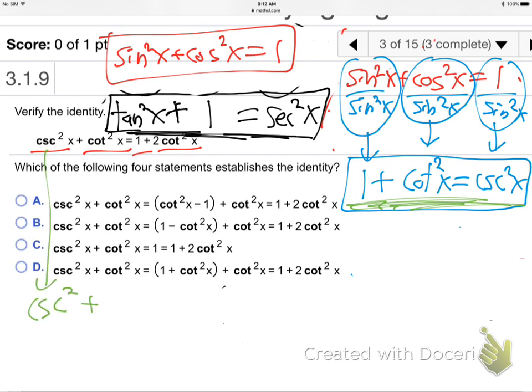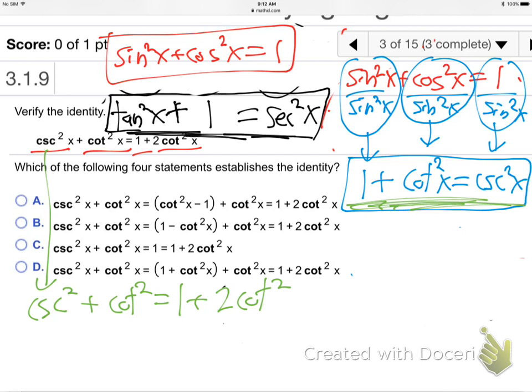Cosecant squared plus, I'm just going to cut out the x, I'm just trying to save room. So there's what I'm trying to prove. That's what they're saying is true. These are identical. This is an identity. Cosecant squared plus cotan squared is 1 plus 2 cotan squared. Why would that be? Well, I don't know.